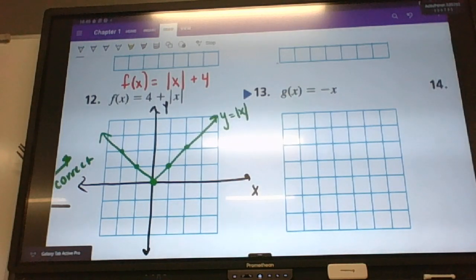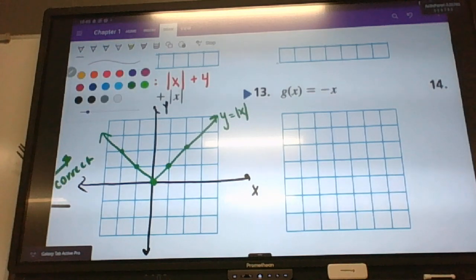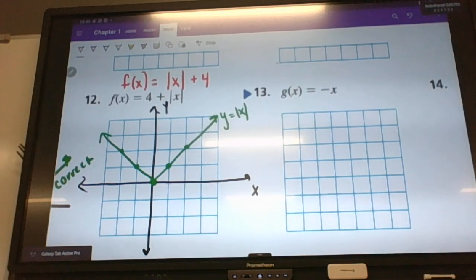Alright, so I've told you that this +4 is actually a K. It was a sneaky little K hiding in the front, but it was a K value because it's attached by a plus sign. It's not in the brackets and it's not multiplication. So that means we're going to shift this guy up 4 units. So I'm counting 1, 2, 3, 4.